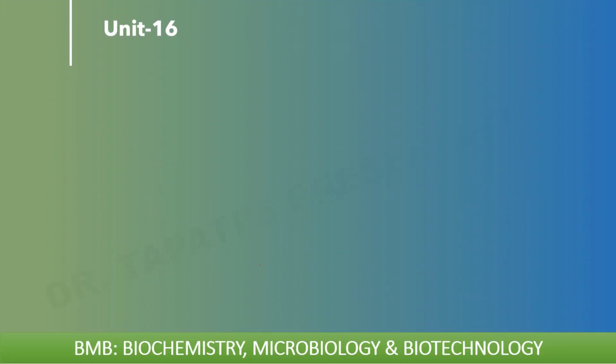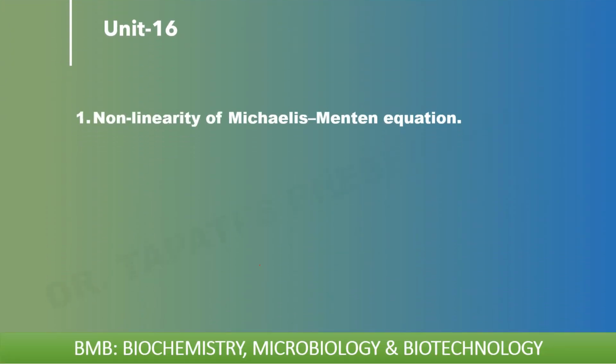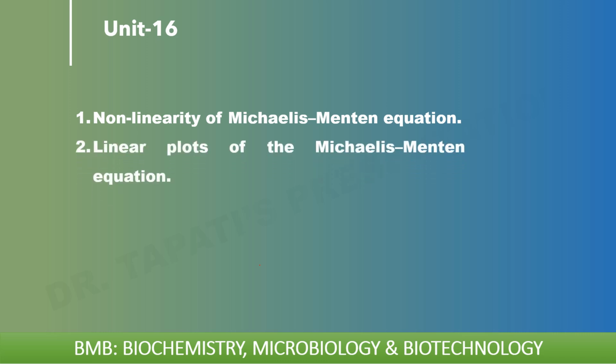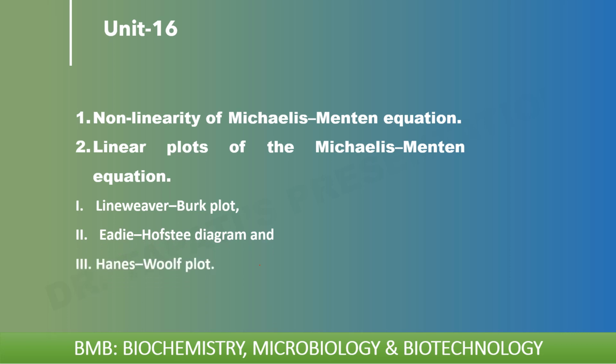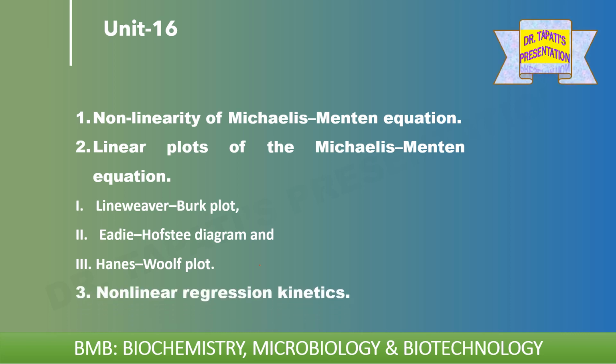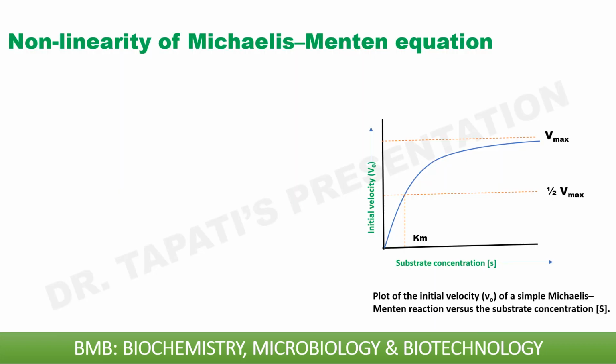In this unit, I will cover the following topics. First one is non-linearity of the Michaelis-Menten equation. Then linear plots of the Michaelis-Menten equation. There are three plots. First one is the Lineweaver-Burk plot. Second, the Eadie-Hofstee diagram. And third one is the Hanes-Woolf plot. After that, I will discuss non-linear regression kinetics. Let's start with the non-linearity of the Michaelis-Menten equation.